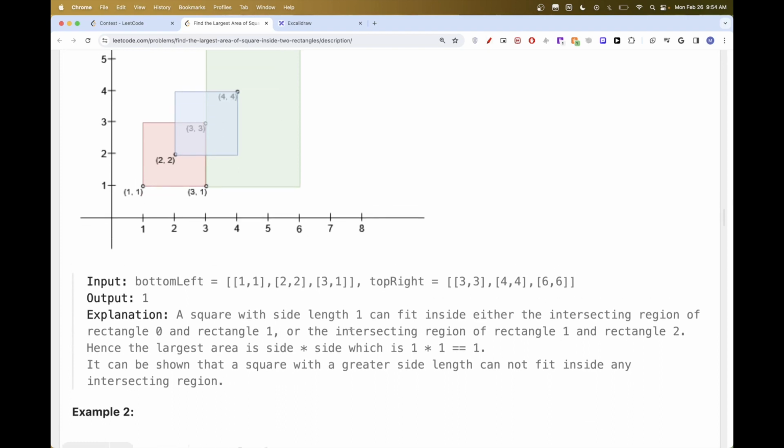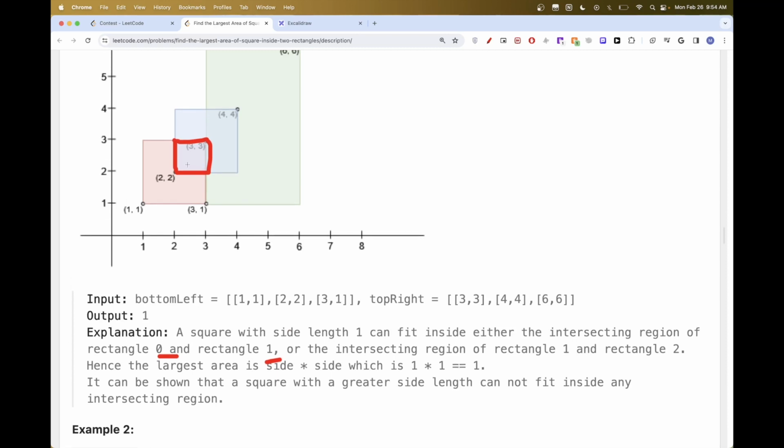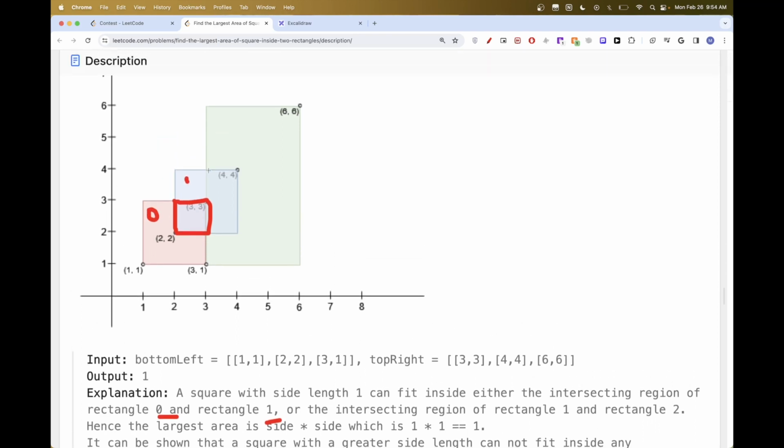Well, we have a square with side length 1 that can fit between rectangle 0 and rectangle 1. So what that means basically is this one here. And then we have another one that can fit between rectangle 1 and 2. So this is 0 and this is 1, and then we have another of side 1 that can fit between 1 and 2. So both have a side of 1, and so both have area for the square of 1. Because remember, area of square is just the side length multiplied by the same side length, or squared. So that gives us a 1 here.